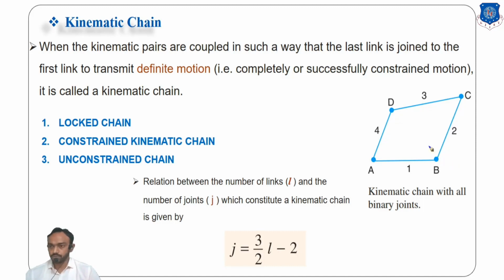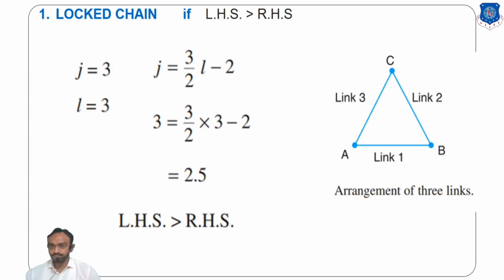Going to the next slide, the first chain is a locked chain. For that, LHS will be greater than RHS. How? Check this mechanism. There are link number 1, link number 2, link number 3, so 3 links. And joint number 1, 2 and 3, so 3 joints.